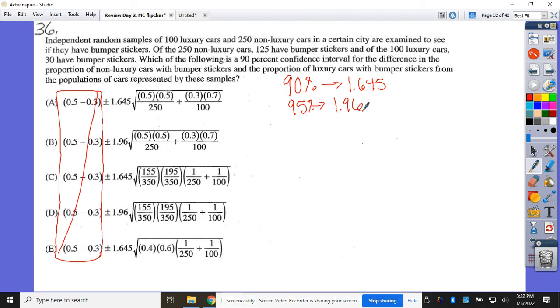Well, just scanning through the problem really quick, what is this one? 90. So I can immediately knock out those because they're trying to do it with a 95% instead. So now I'm down to 3 answer choices. But all of them have 250 and 100. I have 2 different sample sizes up there, that's right.